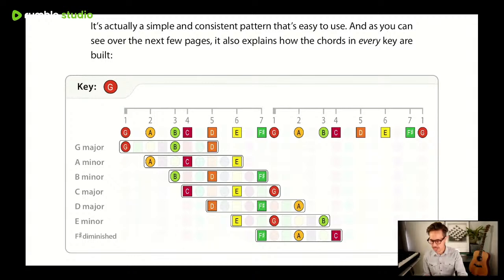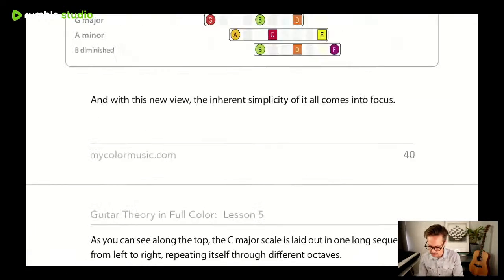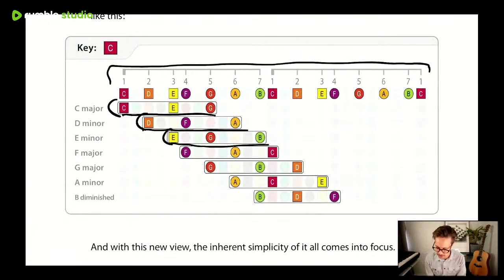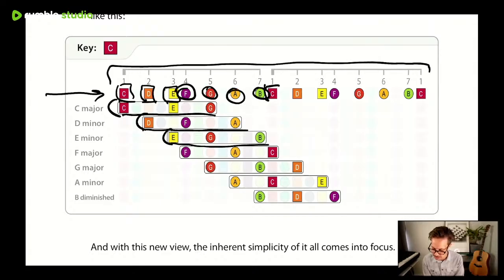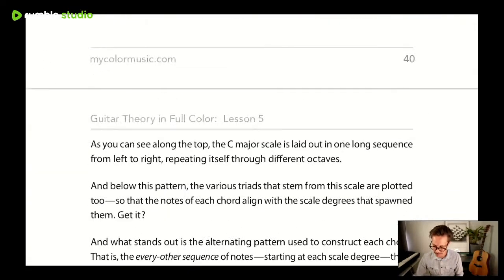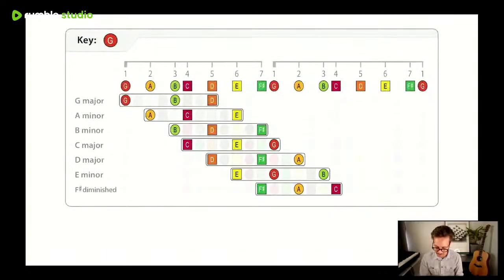So we just looked at the chords in the key of C. So we have the C major scale right here, 1, 2, 3, 4, 5, 6, 7, 8, C, D, E, F, G, A, B, C. And we form 7 different chords from that pattern of whole steps and half steps.